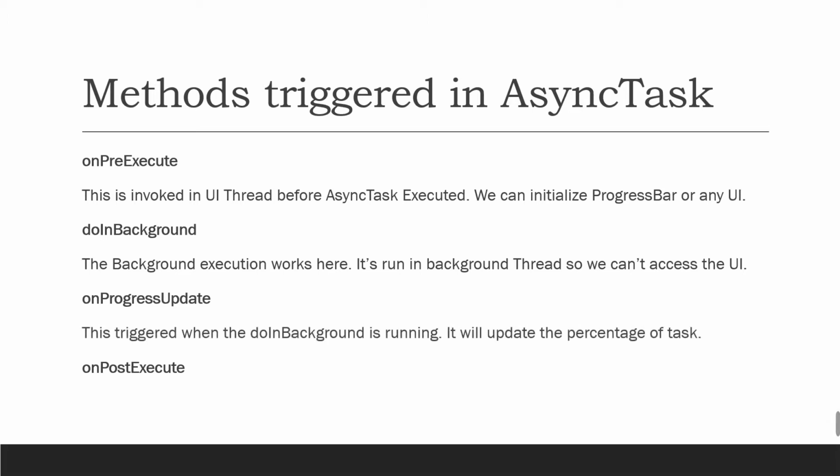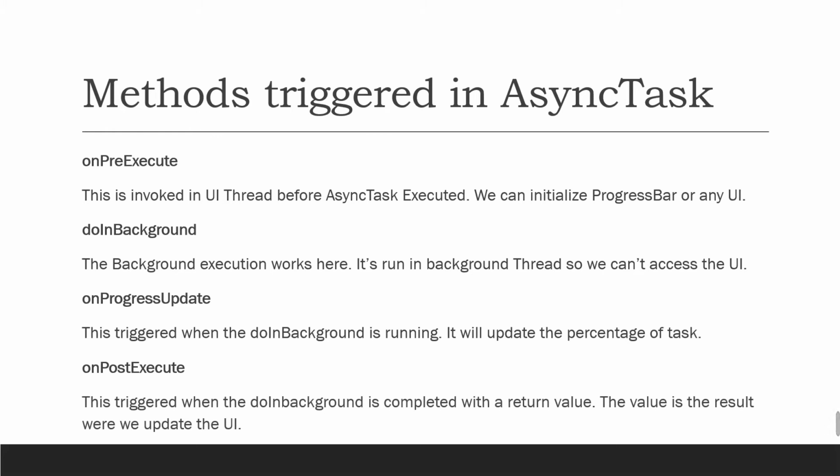onProgressUpdate is triggered when the doInBackground method is running. It will update the percentage of task completed. onPostExecute is triggered when the doInBackground method is completed. The doInBackground method will return the value, which is a result that will be posted in the onPostExecute, where we will update the UI.